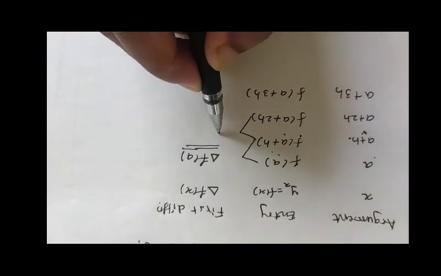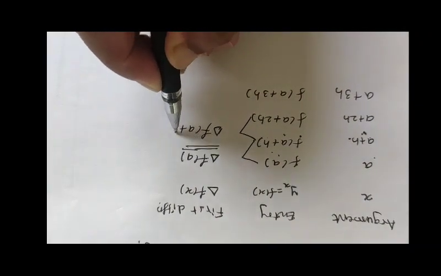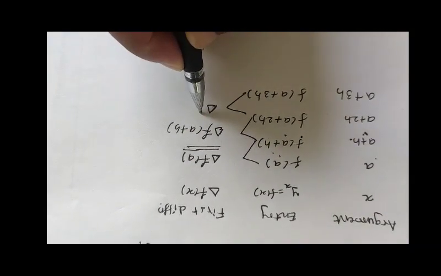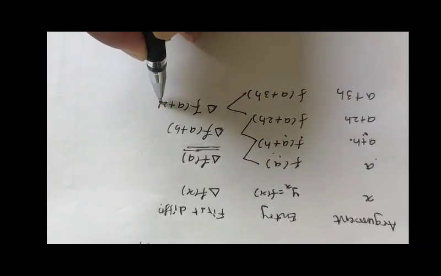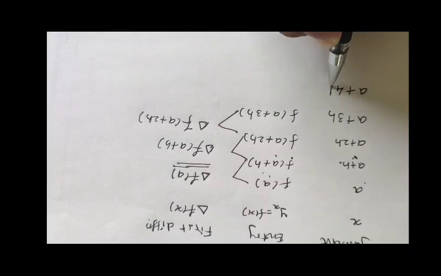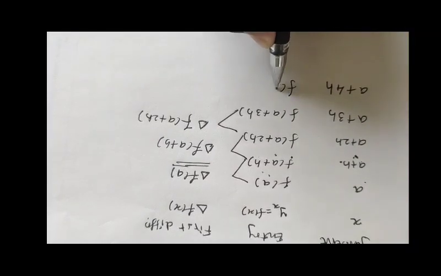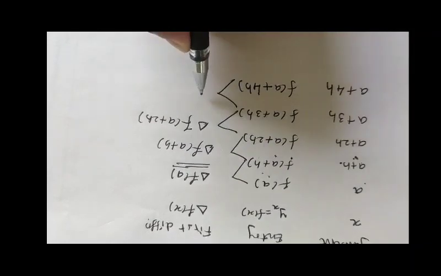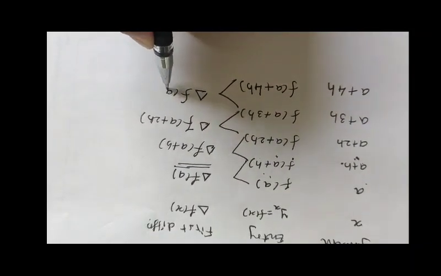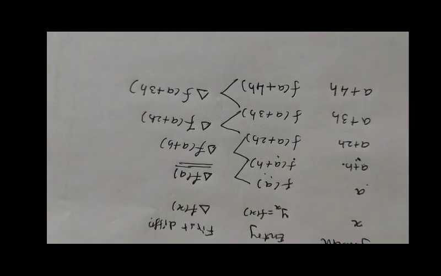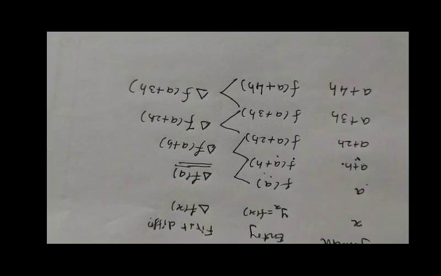Next difference is delta f of a plus h. Next difference is delta f of a plus 2h. If there is one more element a plus 4h, we get the corresponding entry f of a plus 4h, and the difference between them is delta f of a plus 3h. In this way we can find differences. This is the first difference.